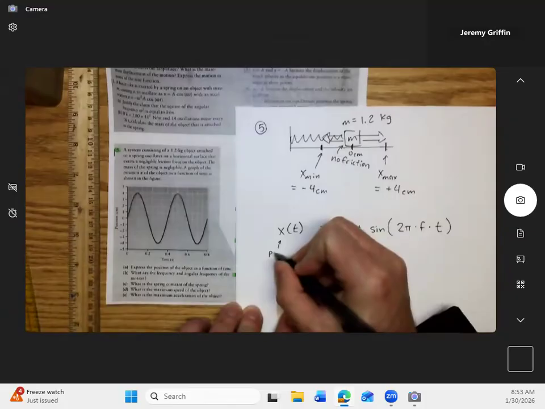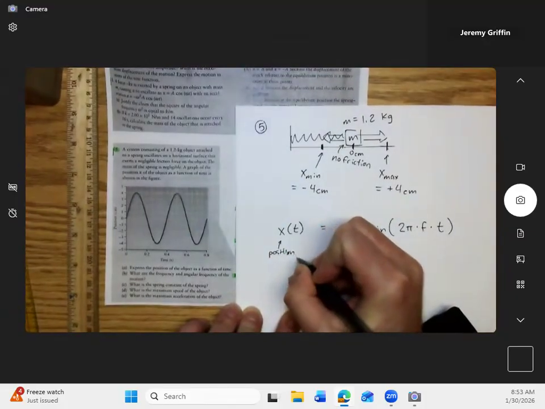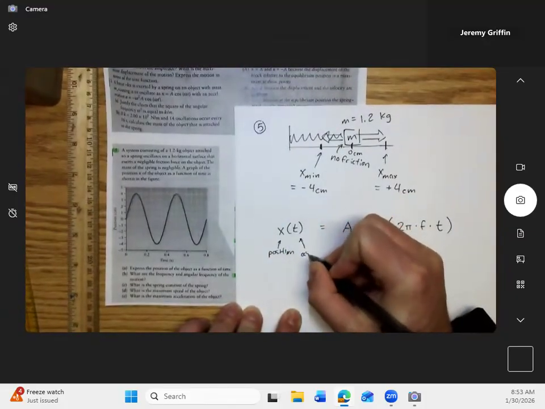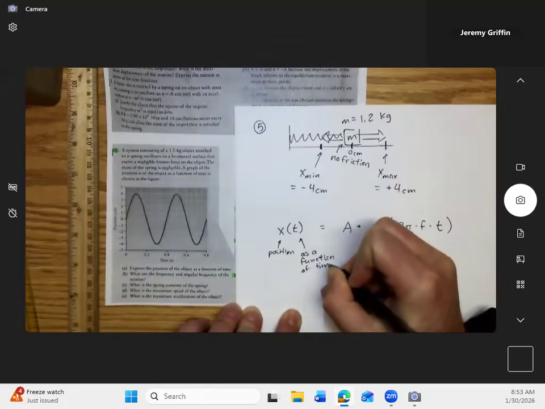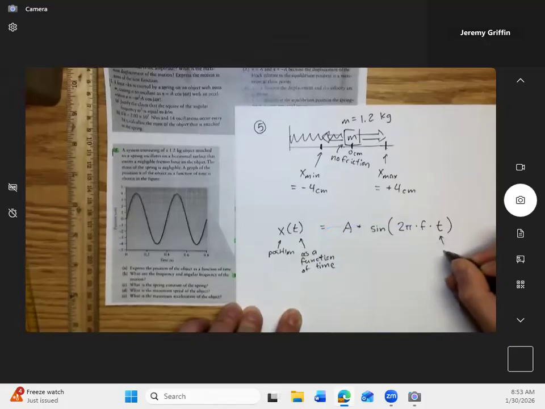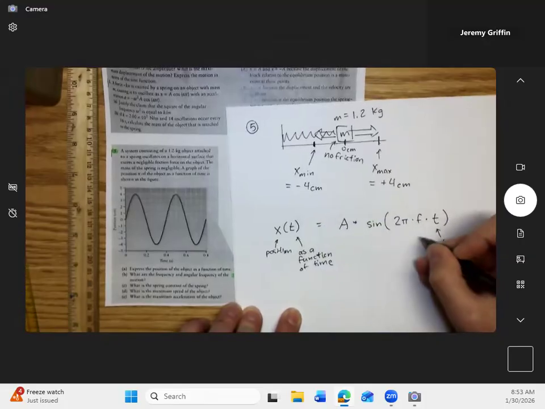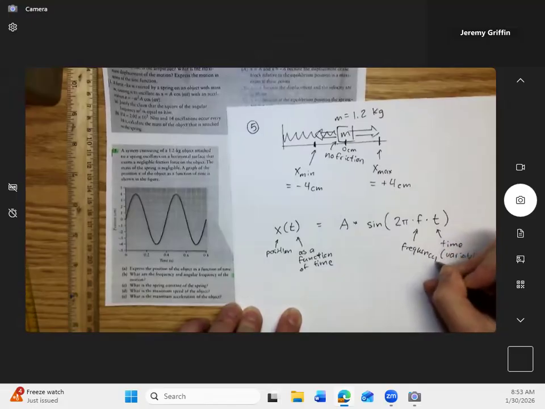Alright, so this is position as a function of time. We get it for both. This is your time, the independent variable, the tick tock kind of tick along. Here's the frequency.